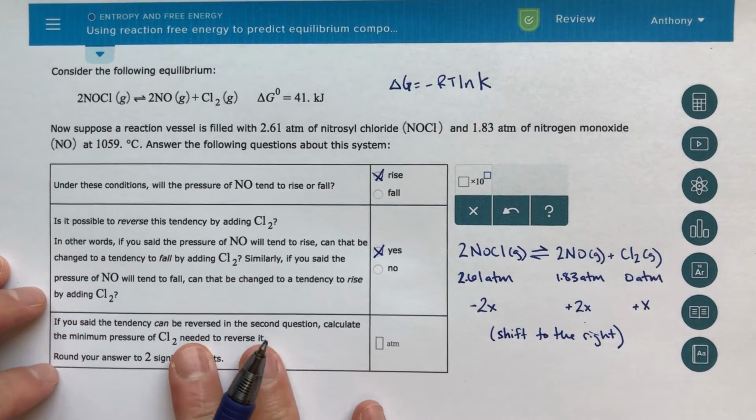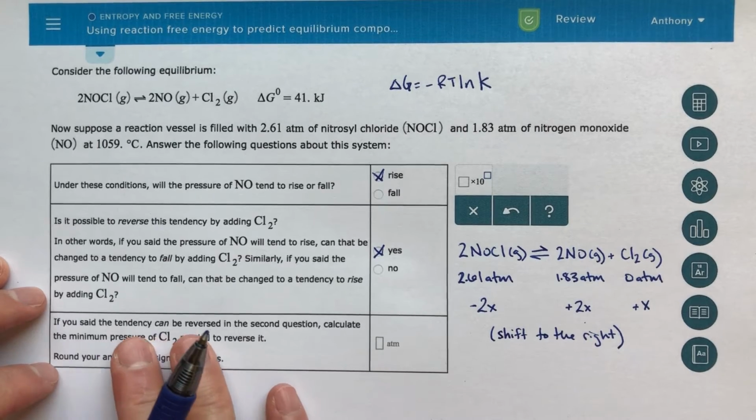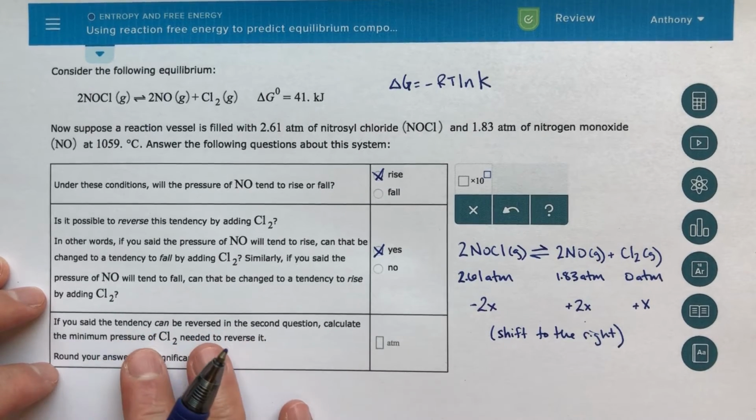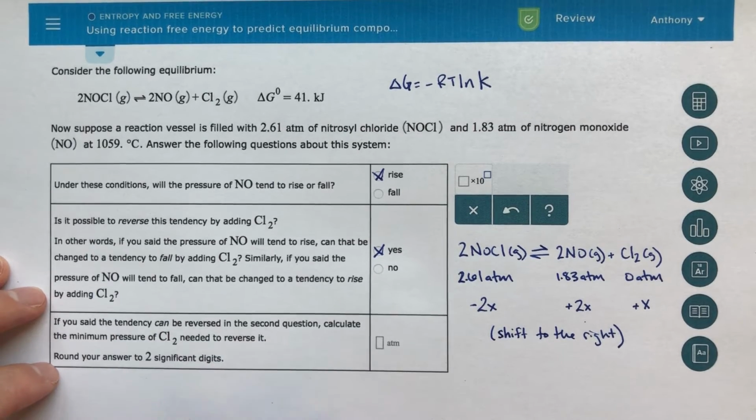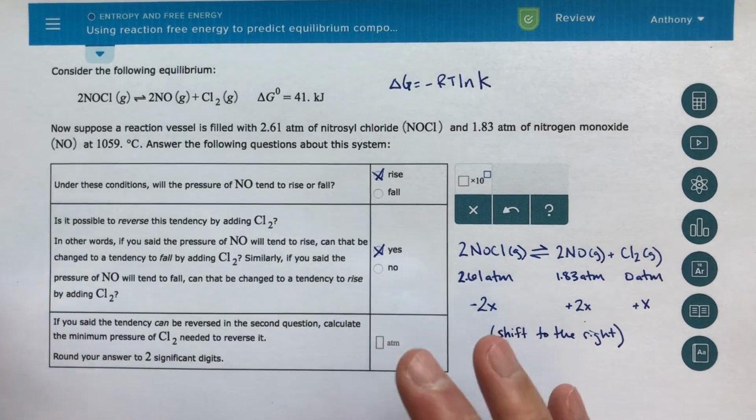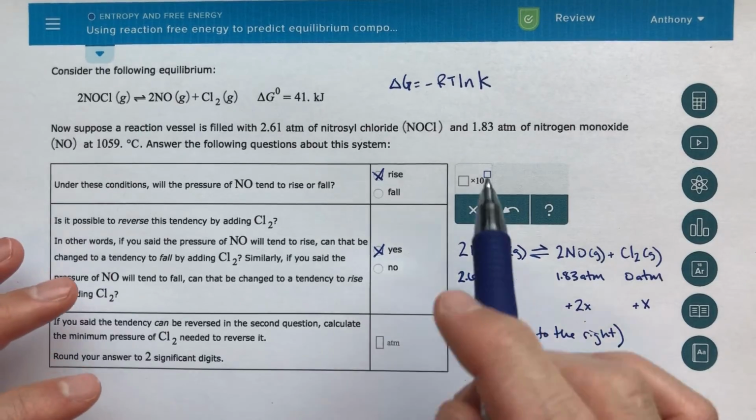Okay, so now the last part. If you said the tendency can be reversed, calculate the minimum pressure of Cl2 needed to reverse it. Round your answer to 2 sig figs. So for this part, we need to calculate what the K value is using this equation.